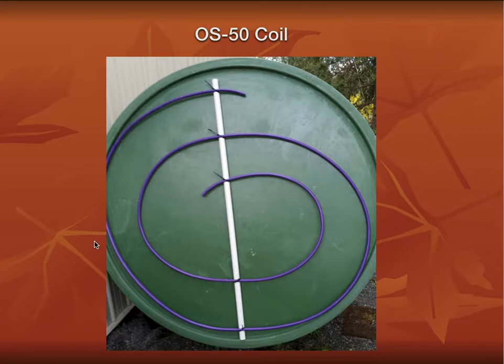Here is an image of an OS50. This green background has nothing to do with the system. It's just there to help the picture have some contrast. Also important to note that this PVC tubing or pipe that's keeping the tubing in place has no water running through it. The only reason that it's there is to hold that tubing in its shape, in that coil shape.